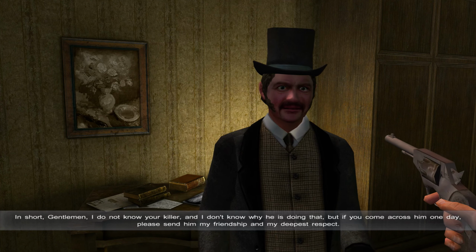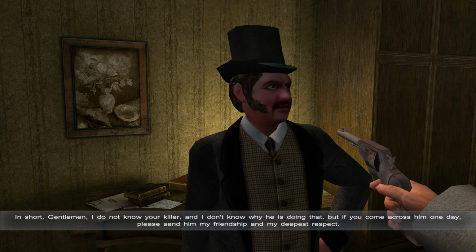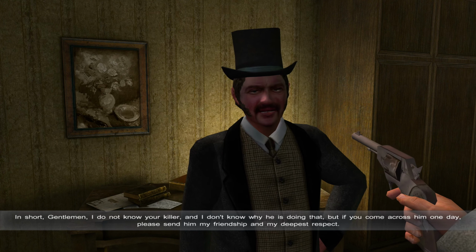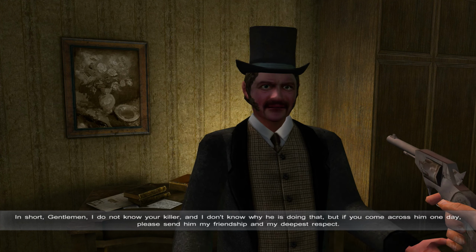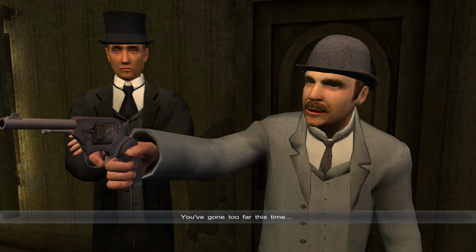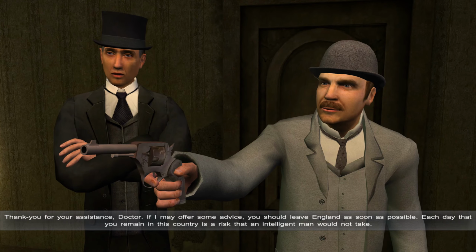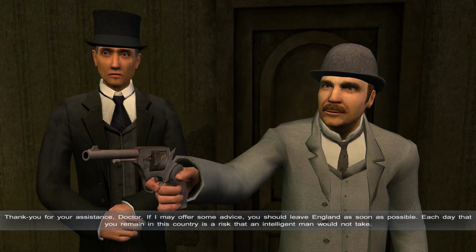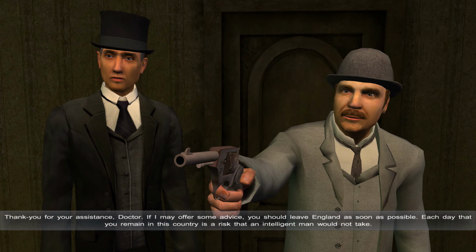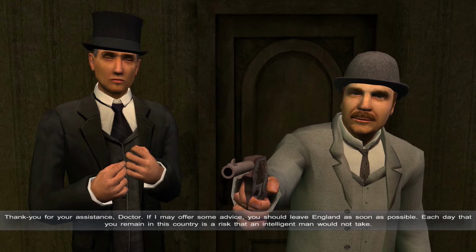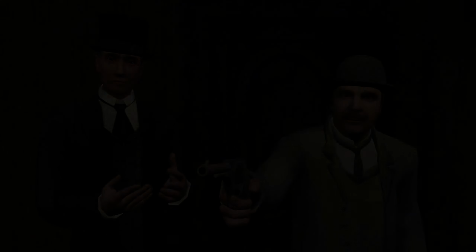In short, gentlemen, I do not know your killer, and I don't know why he's doing that. But if you come across him one day, please send him my friendship and my deepest respect. You've gone too far this time. Come, Watson, let's not get carried away now. Thank you for your assistance, Doctor. If I may offer some advice, you should leave England as soon as possible. Each day that you remain in this country is a risk that an intelligent man would not take. My pistol? Without that, it will be even more risky.